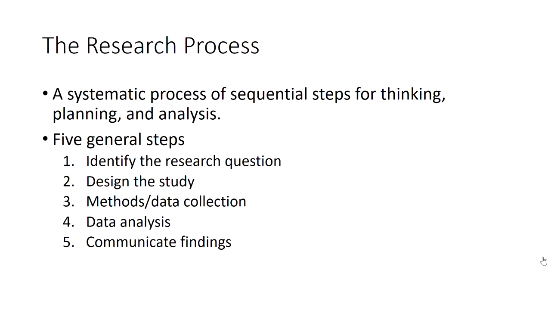So the research process is a systematic process of sequential steps for thinking, planning, and analysis. So you just don't come up with an idea and just do whatever you want. You have to have a process on how you're doing it. So the first step is to identify the research question, and that may seem easy, but it's actually really hard.